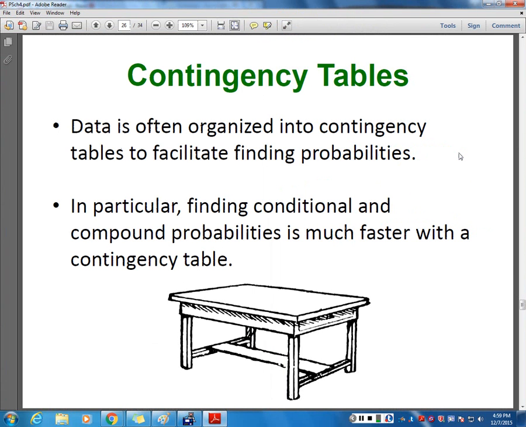In the next video, we'll talk about contingency tables and how to find probabilities using them.